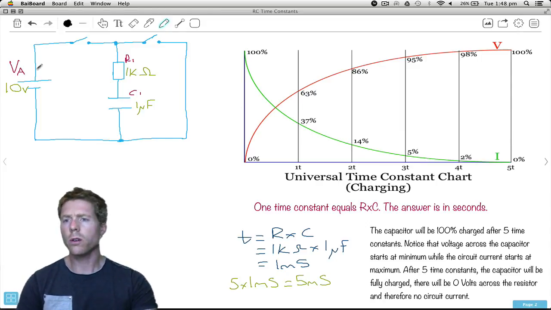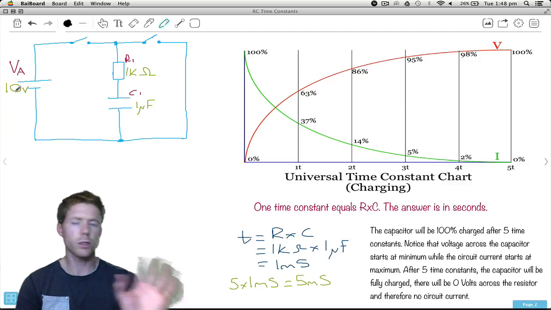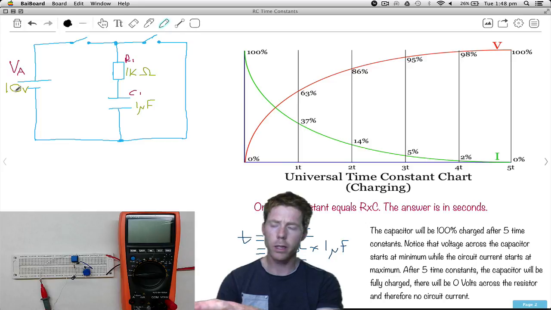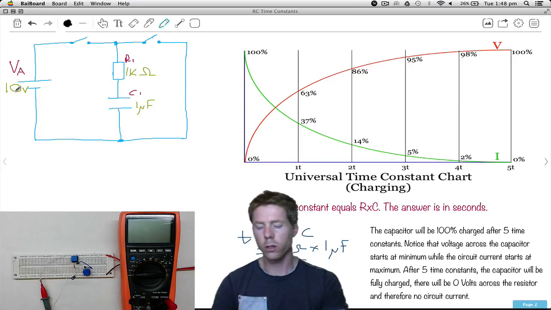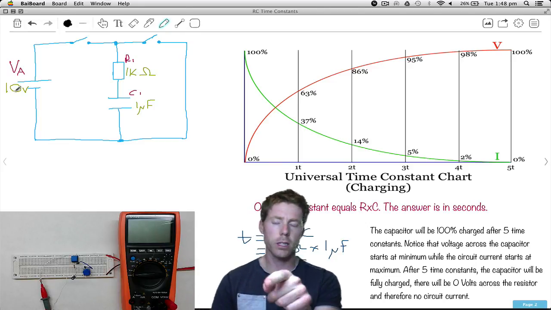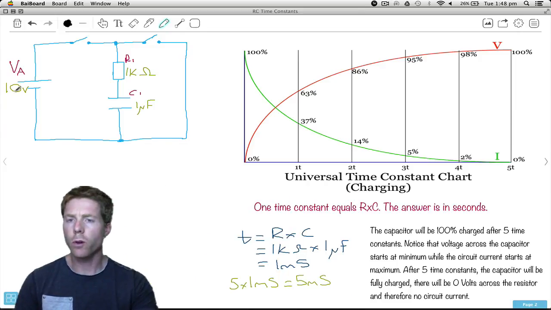So have a look at the circuit first. I've got voltage applied over here, 10 volts. I've set my power supply to 10 volts, and in a few seconds, we'll have a look at the circuit I've built over here, which is exactly the same as what we're seeing. So a 10 volt power supply, a 1 microfarad capacitor in series with a 1 k ohm resistor, and then we have two switches over here.